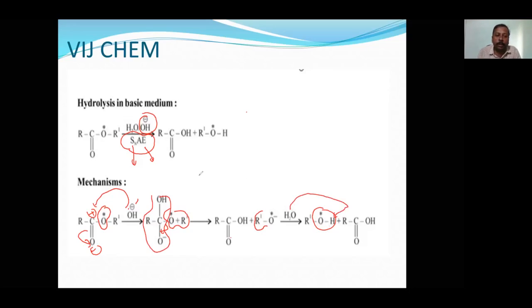The basic medium is very simple. First is substitution of nucleophile. Which nucleophile? OH minus. Then after that addition of OR minus. Then elimination of R dash OH. Okay. So this is about the hydrolysis mechanism in both acidic medium and basic medium. Okay. I think it is clear now.